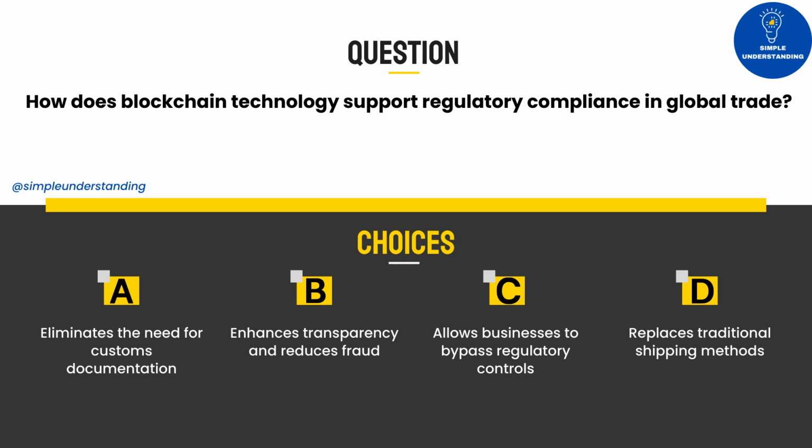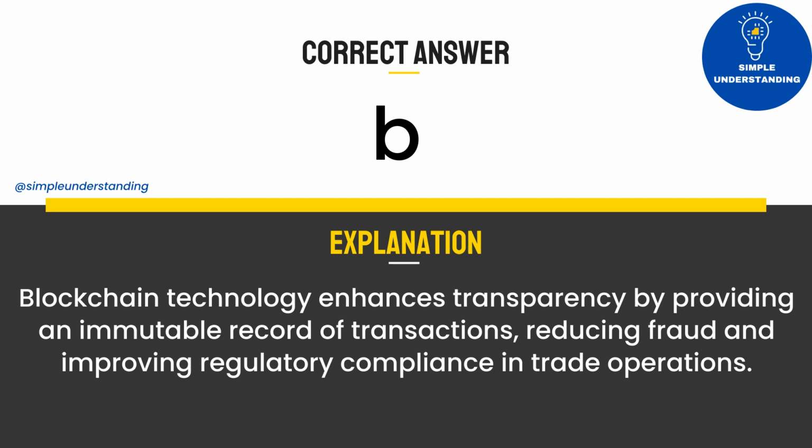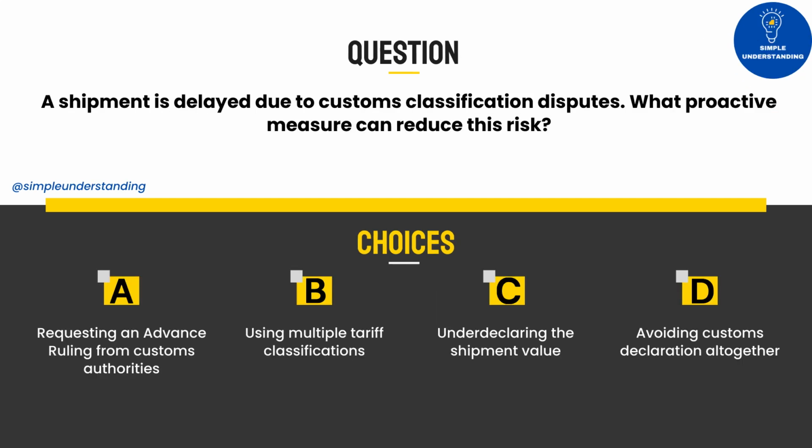8. How does blockchain technology support regulatory compliance in global trade? A. Eliminates the need for customs documentation. B. Enhances transparency and reduces fraud. C. Allows businesses to bypass regulatory controls. D. Replaces traditional shipping methods. Correct answer: B. Enhances transparency and reduces fraud. Explanation: blockchain technology enhances transparency by providing an immutable record of transactions, reducing fraud, and improving regulatory compliance in trade operations.